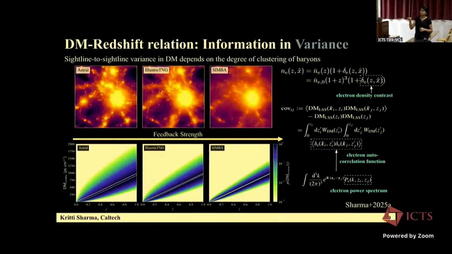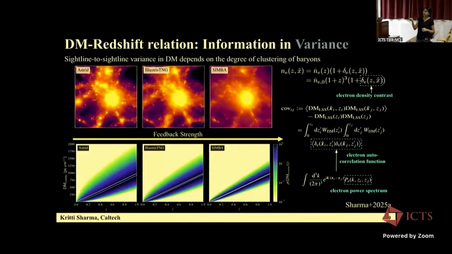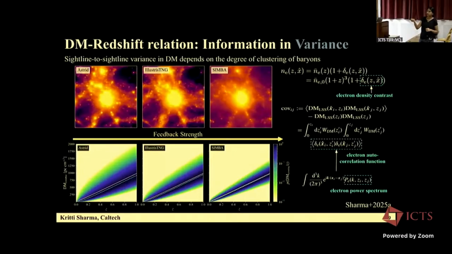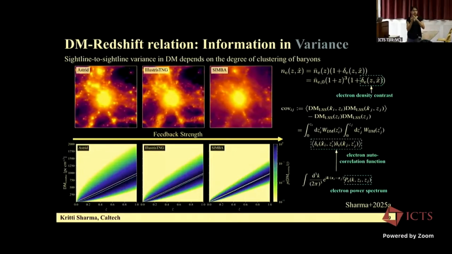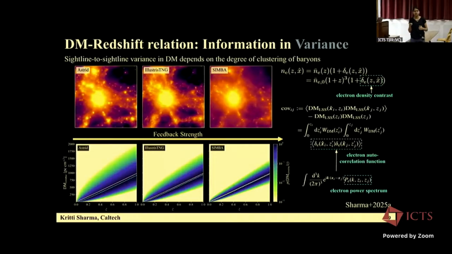Mathematically, this is because your variance in dispersion measure is explicitly dependent on the electron autocorrelation function, which is just an inverse Fourier transform of the electron power spectrum. So the variance in this relation depends on the degree of clustering of baryons at different scales.